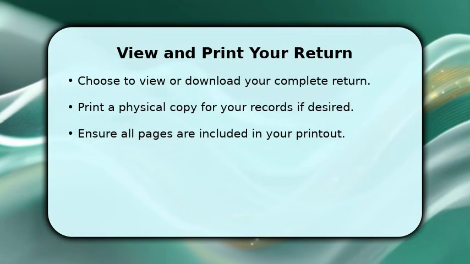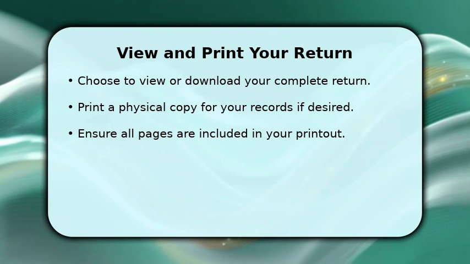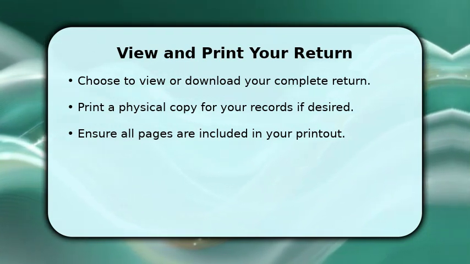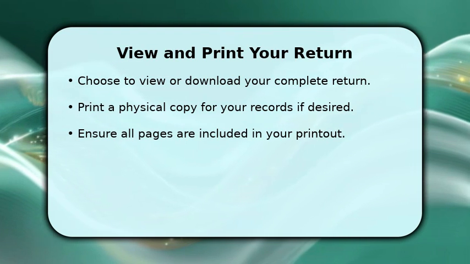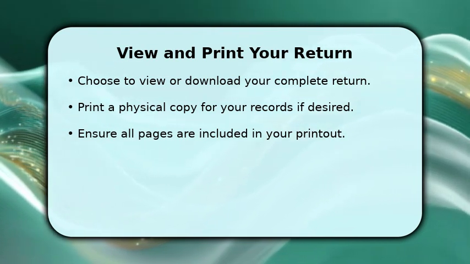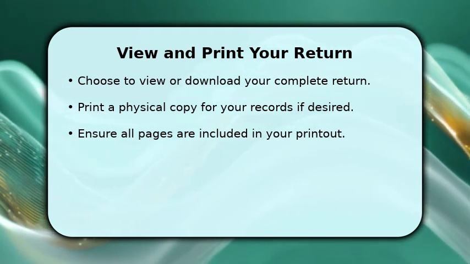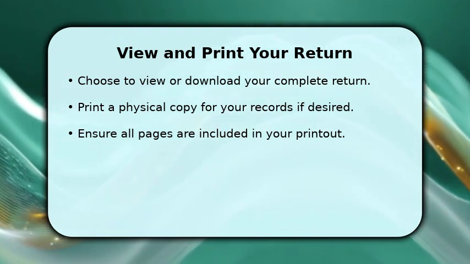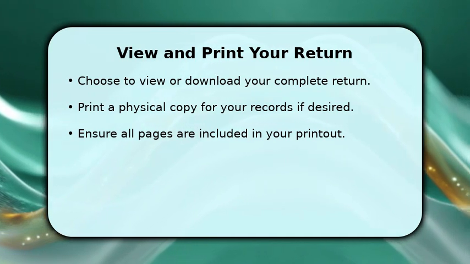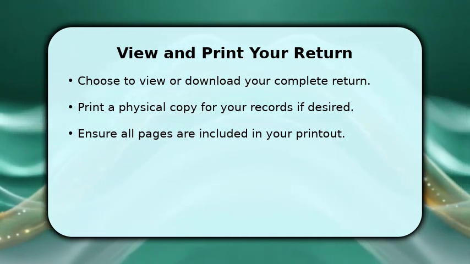After selecting the tax year, you'll have the option to either view your complete tax return directly in your browser or download it as a PDF file. If you prefer a physical copy, you can easily print it from there. Make sure to check that all pages of your return are included in the printout for a complete record. This ensures you have everything you need.